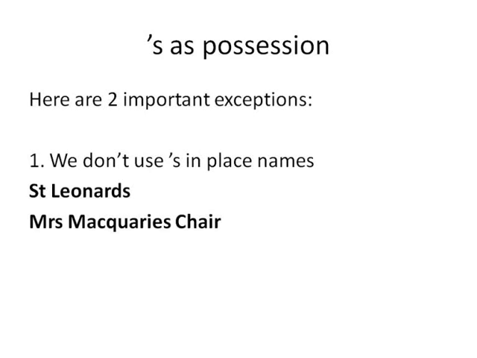So the first exception is that we don't use apostrophe S, we don't use possession in place names, and this has been the case for a number of decades. So we say St Leonards or Mrs Macquarie's chair. We don't say the chair of Mrs Macquarie, and we don't put the apostrophe S. And the place of St Leonard, we don't call it St Leonard's with an apostrophe.